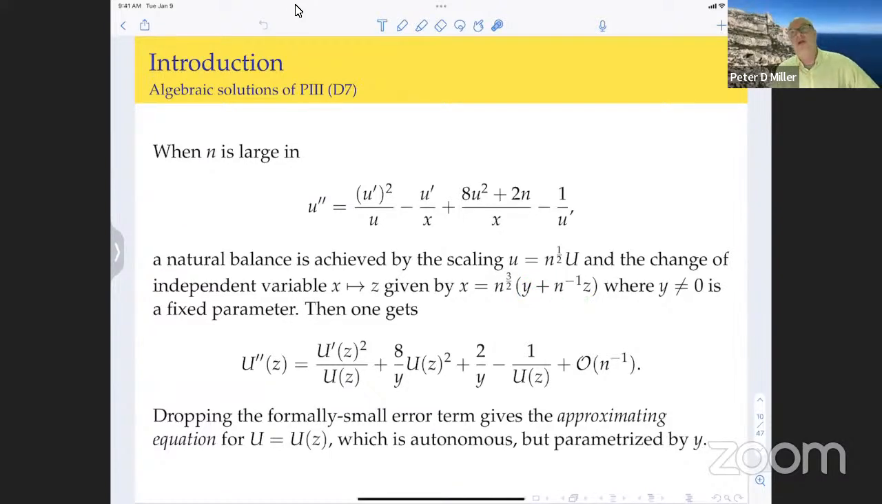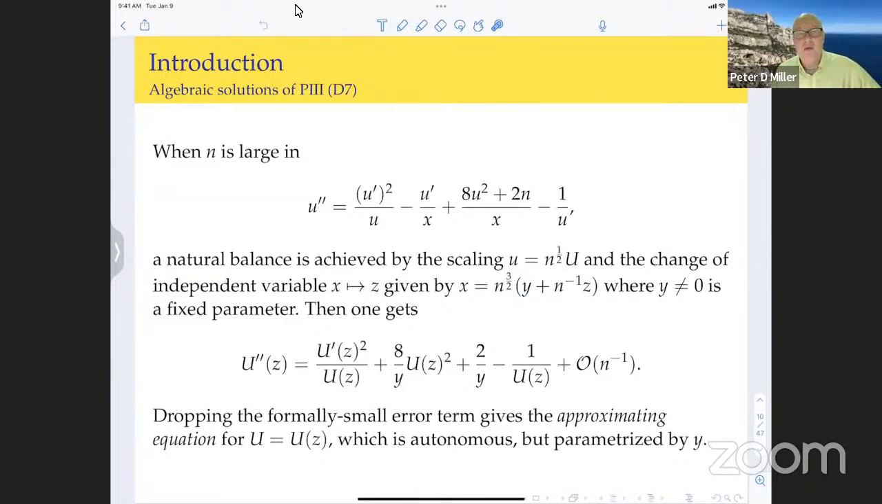And the way we regard this kind of transformation really is that this is a relationship between x and a new independent variable z that's parameterized by a constant number that's different from 0. That's just this number y right here. So this is a parameter. X and z are going to be the independent variables, and it's just a change of variables.